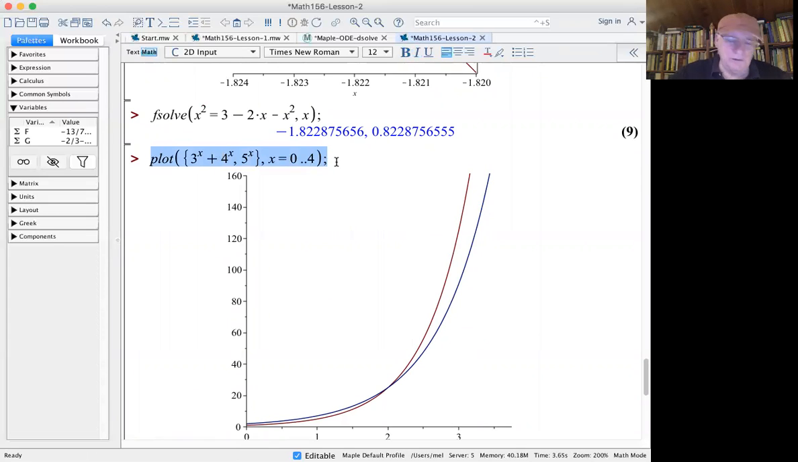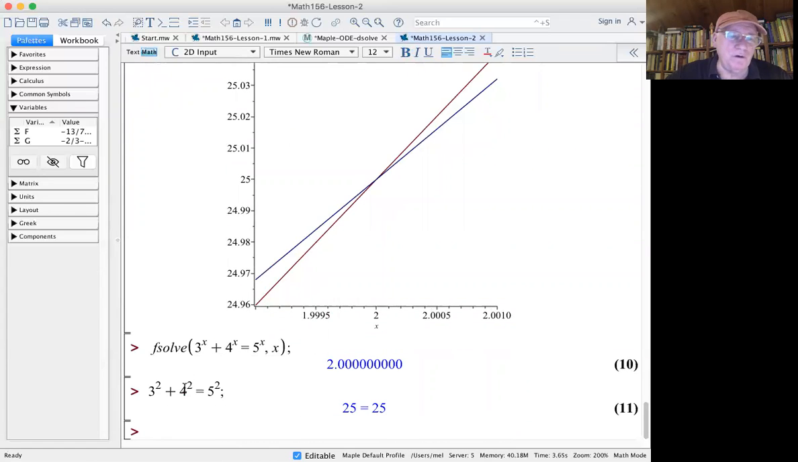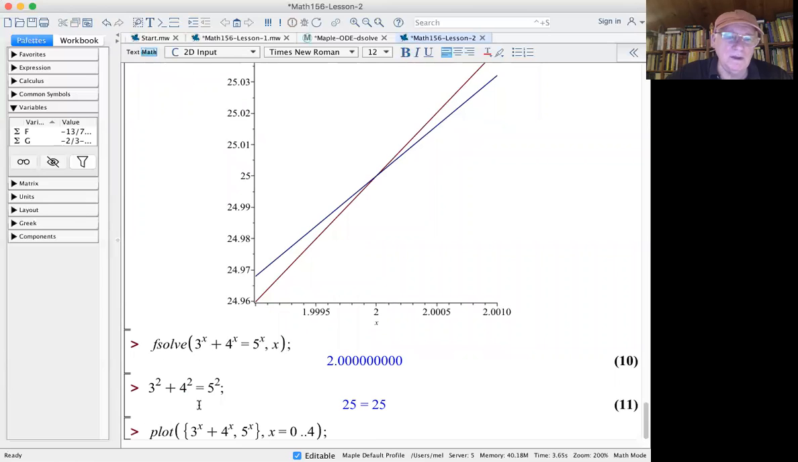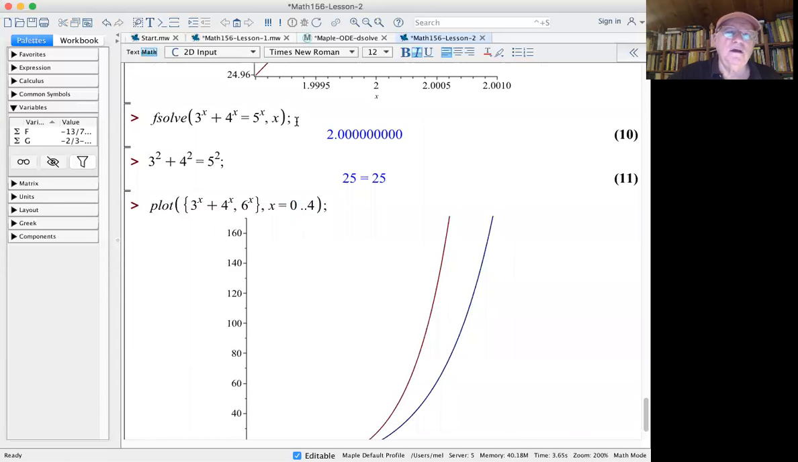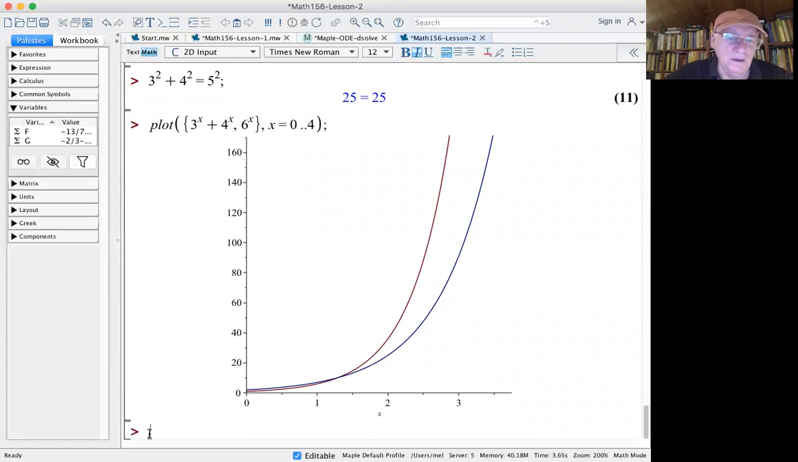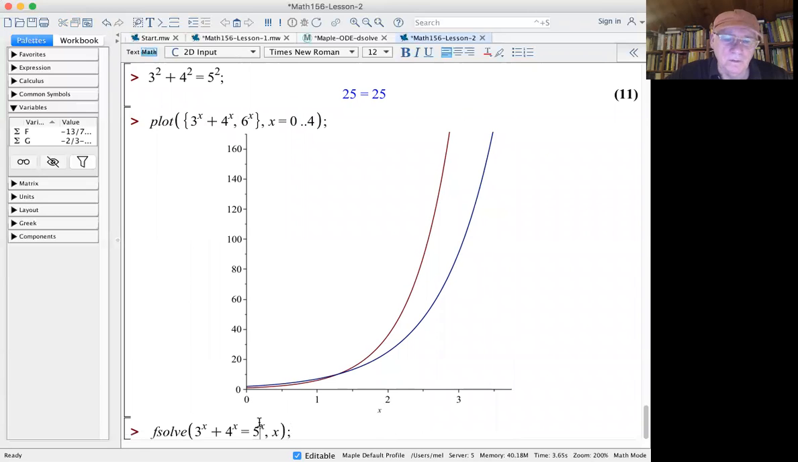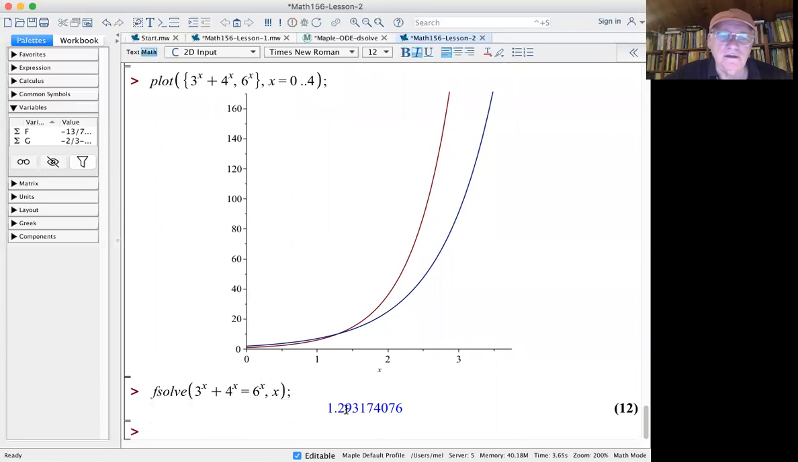Suppose we change this. Suppose we look at 3, 4, and 6. So let me go look at 3 to the x plus 4 to the x and 6 to the x. So they seem to cross somewhere between 1 and 2. Where is it exactly that they cross? 1.293.